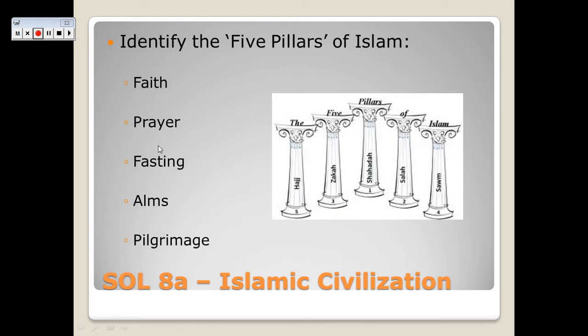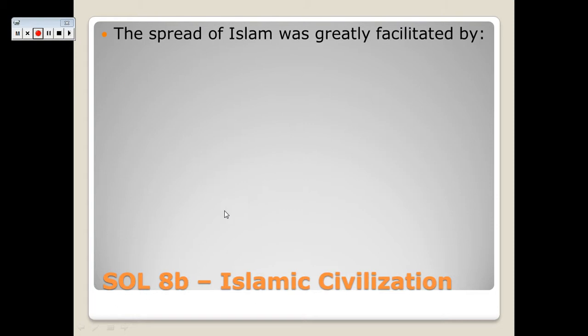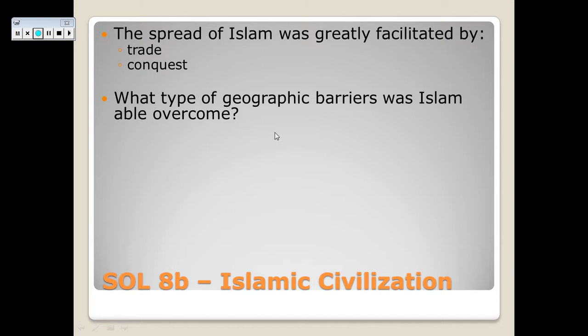The 5 pillars of Islam are faith, prayer, fasting, alms, and pilgrimage. Hajj, Zakat, Shahada, Salam, and Psalm. The spread of Islam is going to be greatly facilitated by trade and conquest. All right, so trade will help it spread, as well as the spread of the empire conquering new territory.